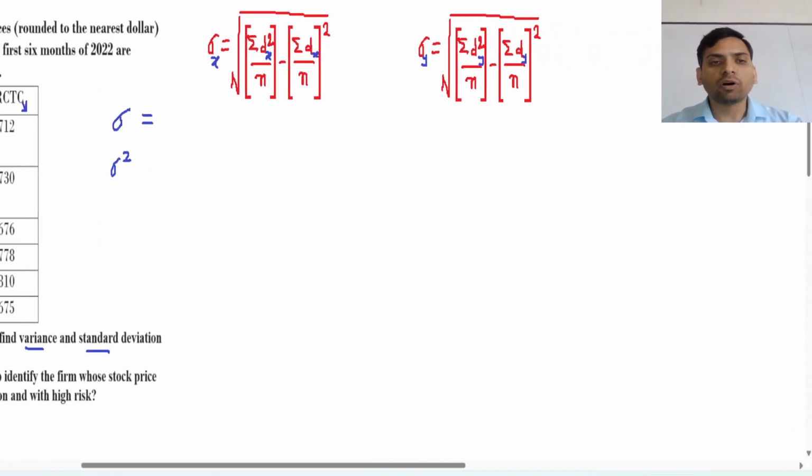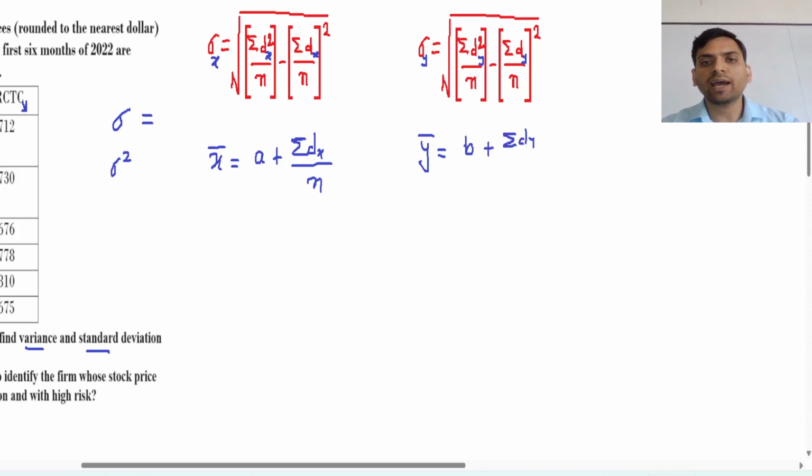In same way for second part you need X bar and Y bar also. So X bar equals to A plus summation dx upon n for first data set, and for second data set B is assumed for Y series, Y bar equals B plus summation dy upon n. And for second part we will find coefficient of variance, CVX of first and second is CVY.